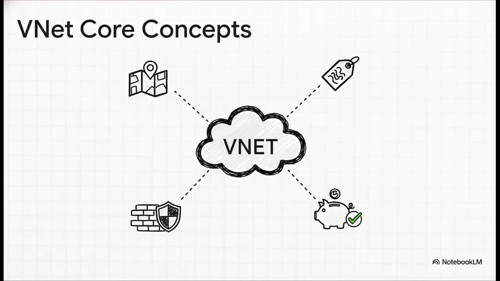Now, there are a few core things you gotta know about a VNet. First, it lives in a single Azure region and belongs to a single subscription. You can't stretch one VNet across multiple regions. You also define it with a private IP address space, a range that you get to pick. And maybe the best part, creating the VNet itself, just the container, is totally free.